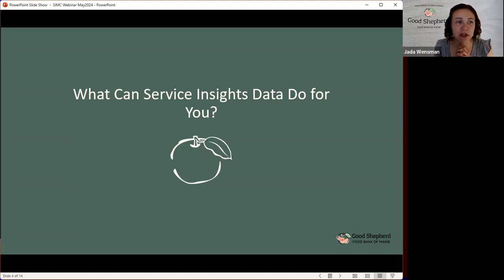And some are coming directly from pantries who we've spoken to and worked with, both who have used Link to Feed and who have used Service Insights on Meal Connect. So it's really a crowdsourced list here, and I'll dive in.